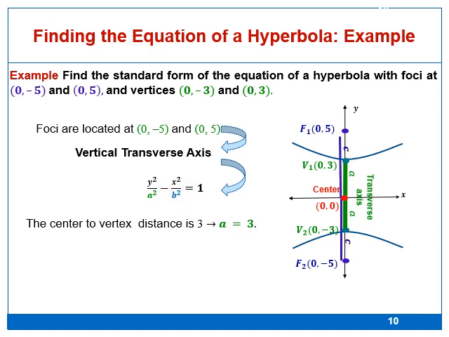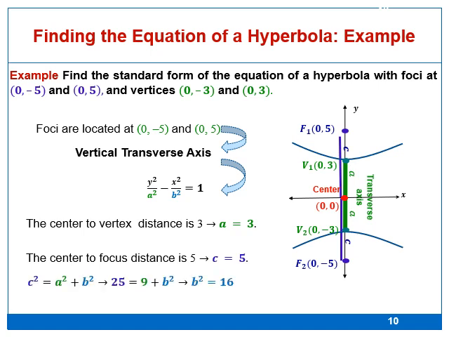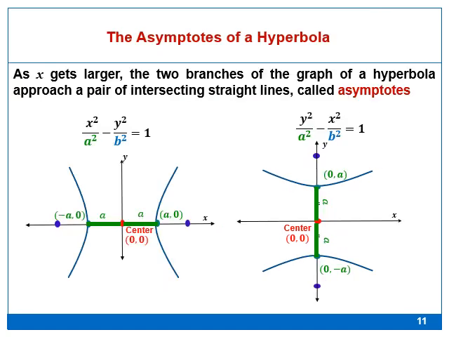The distance from the center to the focus is c. So c is 5. And using the relation between a, b, and c, we can calculate b. B squared will be equal to 16. So this equation will be y squared over 9 minus x squared over 16 is equal to 1. Up to this point, we can now sketch any of these two hyperbolas.